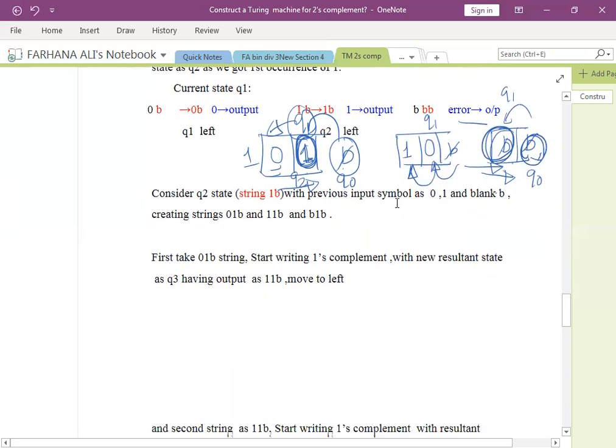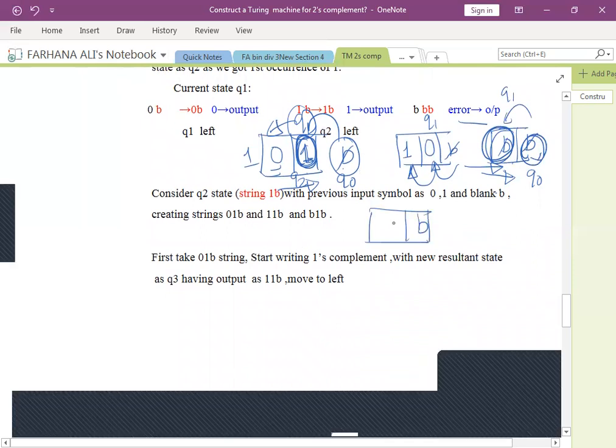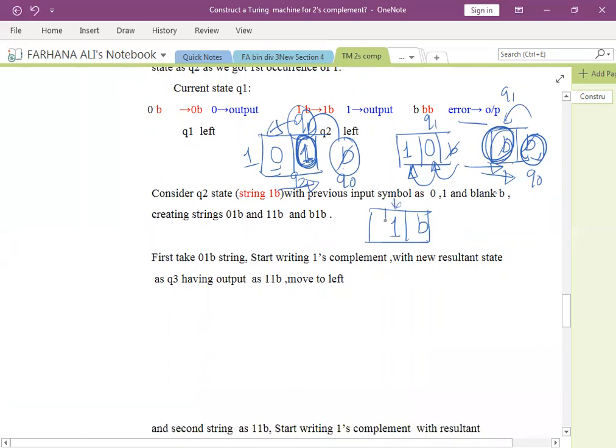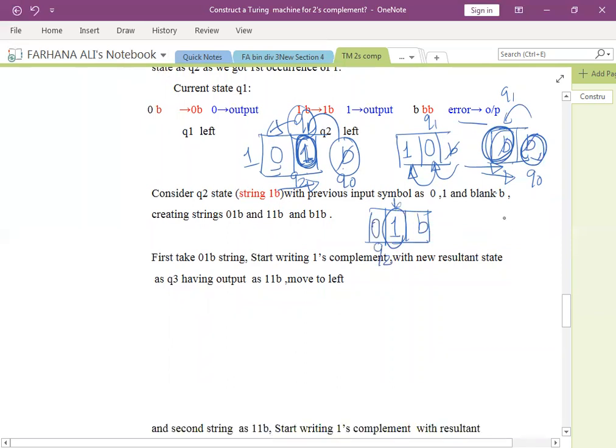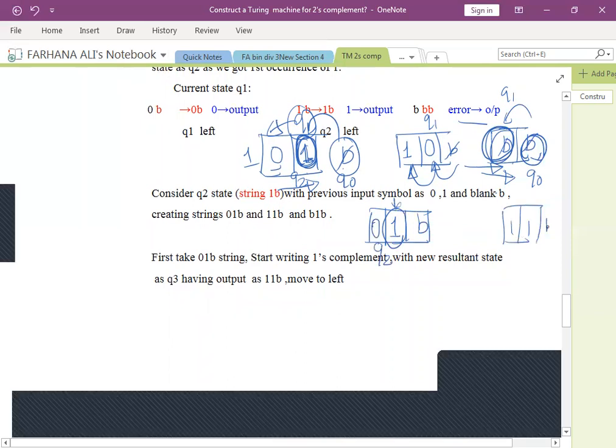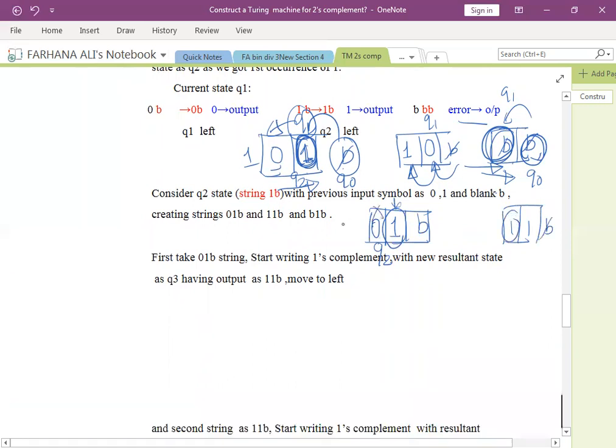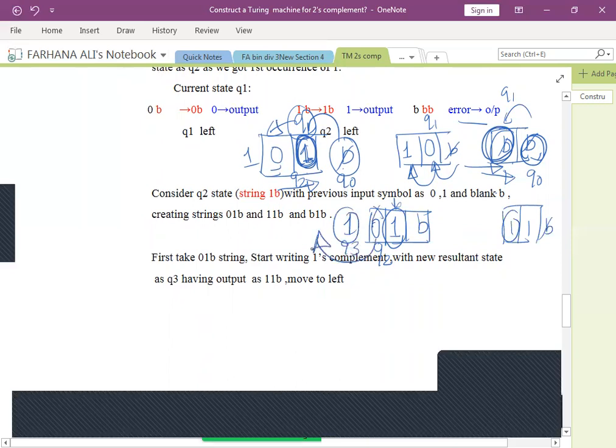Now what we are going to do? We are going to consider the Q2 state. Now what is the Q2 state? That means we have a blank, before the blank we have 1, and this is the first occurrence of 1, which is indicated by Q2. With Q2 the previous symbol can be either 0 or 1. If the previous symbol is 0, that has to be converted into 1, indicated by Q3, and we move towards the left hand side.